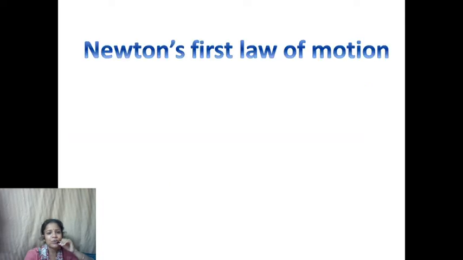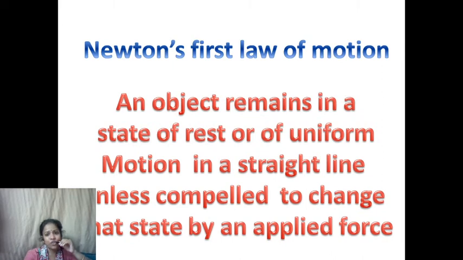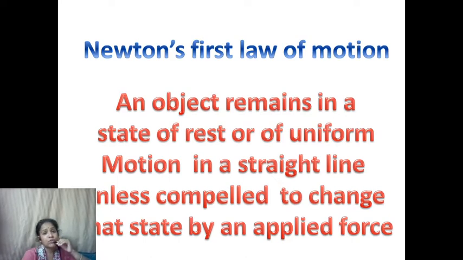First, Newton's first law of motion: an object remains in a state of rest or of uniform motion in a straight line unless compelled to change that state by an applied force. Now this force has to be an unbalanced force. If a balanced force is acting, then the effect of force is not visible. We can't say force is acting because net force is zero in that case. But if an unbalanced force is acting, then it may change the state of motion of the object.